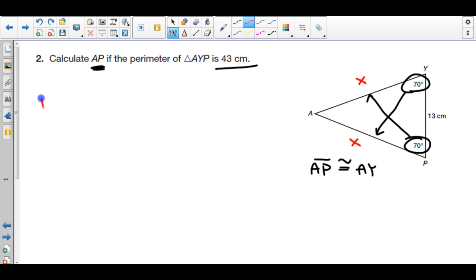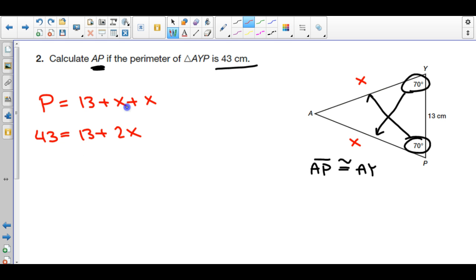So what I'm going to do then is call each of these segments X. So I know that my perimeter P is 13 plus X plus X. Basically, all I'm doing is adding up all of my three sides. And again, the reason I knew that I could set these equal to each other is because the angles across from them are equal to each other. Now let's substitute some information in. 43 is my perimeter, so I'm going to substitute that in for P. And I'm going to simplify. X plus X is 2X.